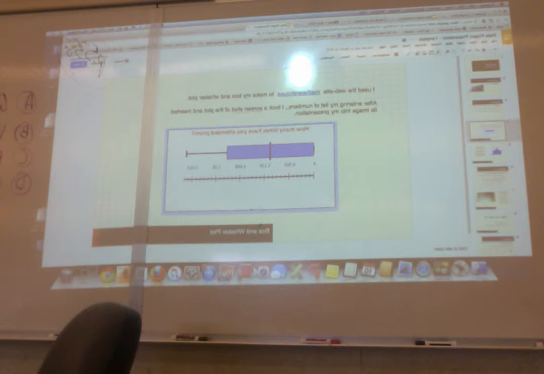If you are a nice drawer and want to do it by hand on a piece of paper, then take a picture to get it onto your slideshow, whatever. There's tools out there, but you're going to make a box and whisker with your data.